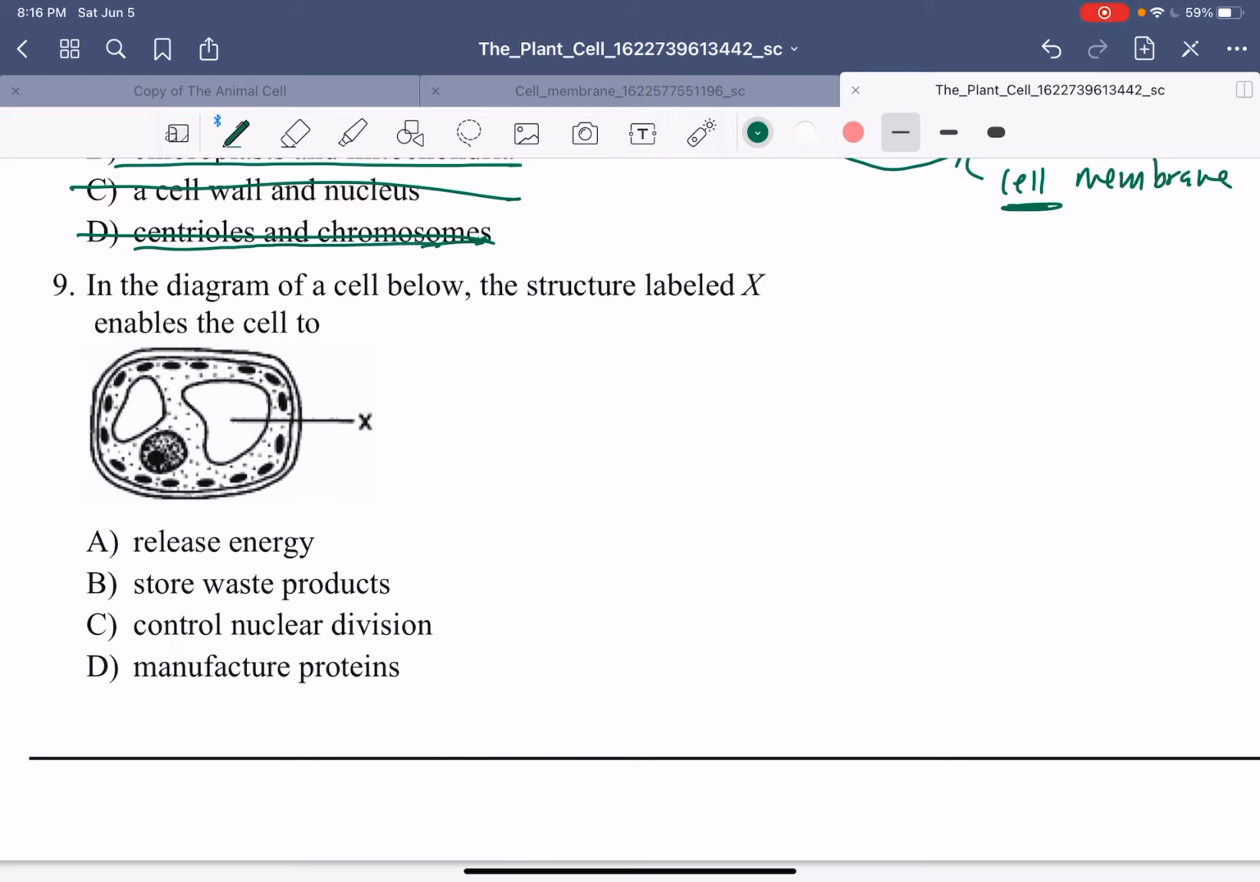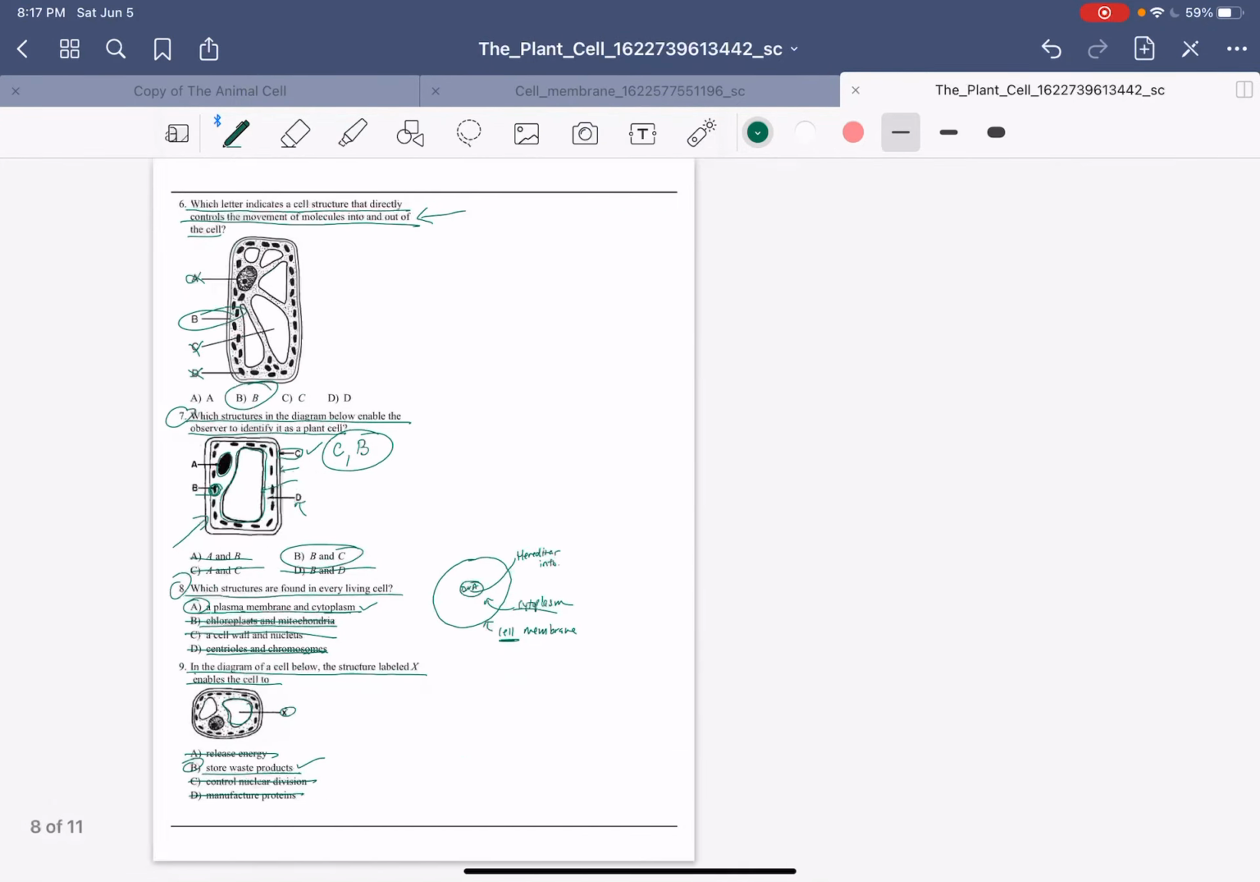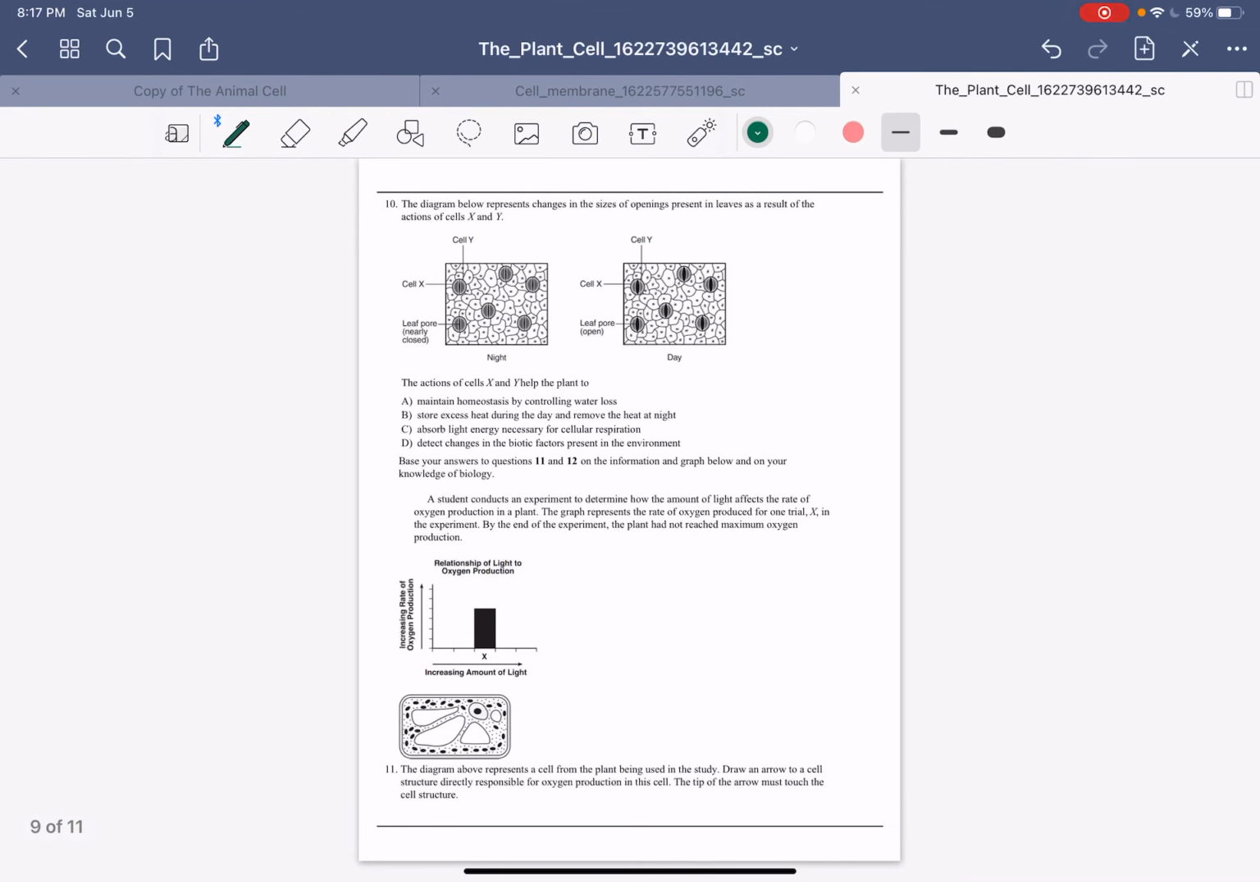Okay, number 9. In the diagram of a cell below, the structure labeled X enables the cell to... X is pointing to a central vacuole which stores water, waste, nutrients. Let's see. Release energy? Nope. Store waste products? Yep. Control nuclear division? Nope. Manufacture proteins? That's the ribosome. Best answer for 9 is B. Remember to pause the videos before I explain.